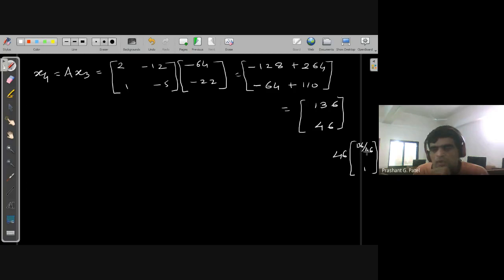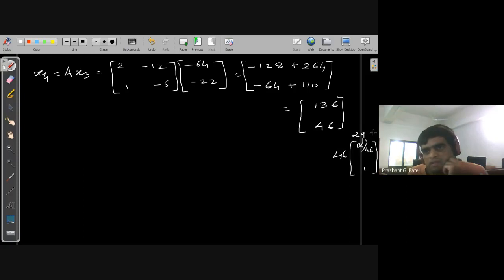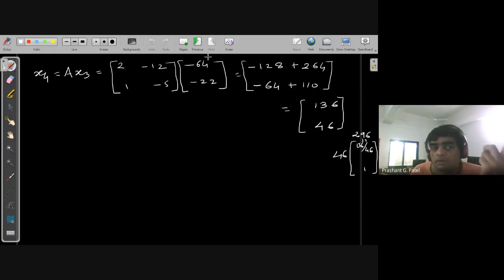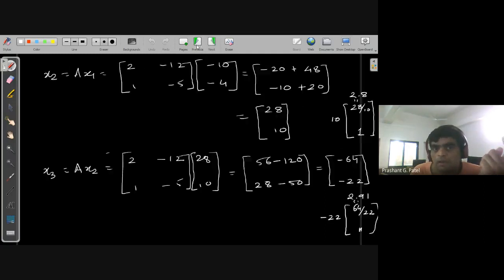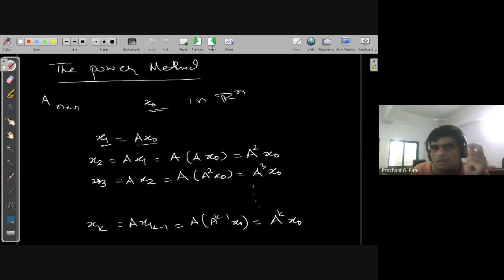So 136 upon 46 will give me 2.9565. So it is 2.96, if I approximate to 2 decimal places. Previously it was 2.91. Just remember what our correct vector was: 3, 1. This was our vector, and -2 is the eigenvalue. So we are actually approximating this eigenvector.